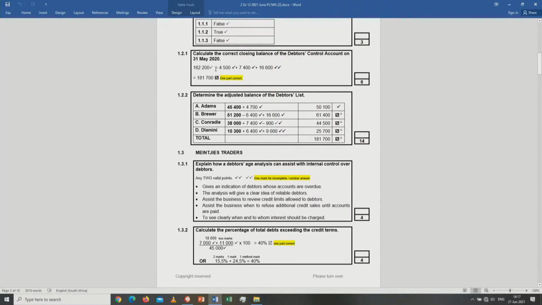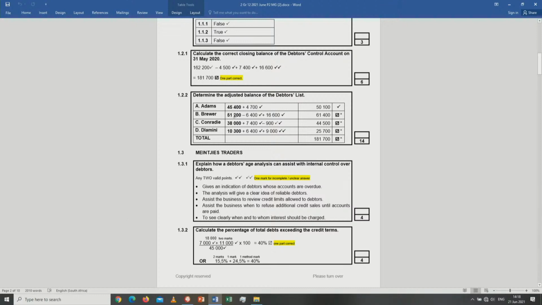1.2.1, 1 mark for the 162,200, 1 mark for minus 4,500, 1 mark for plus 7,400, 2 marks for plus 16,600, and then 1 part mark. So if any of these answers are correct, you may award the 1 part mark, right? That will give you a total of 6 marks.